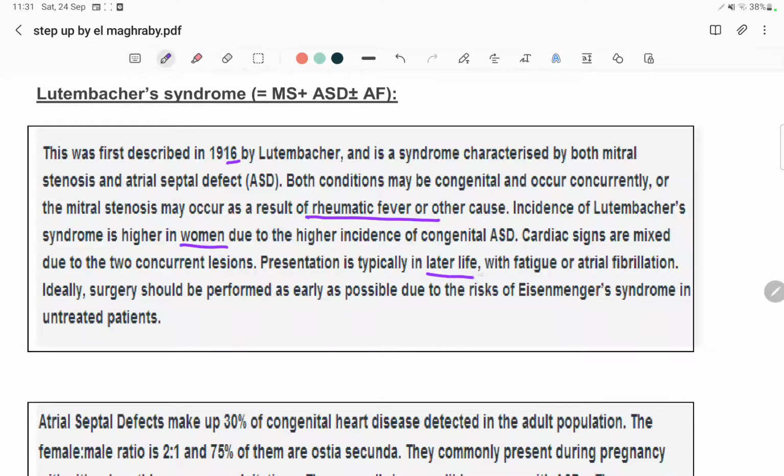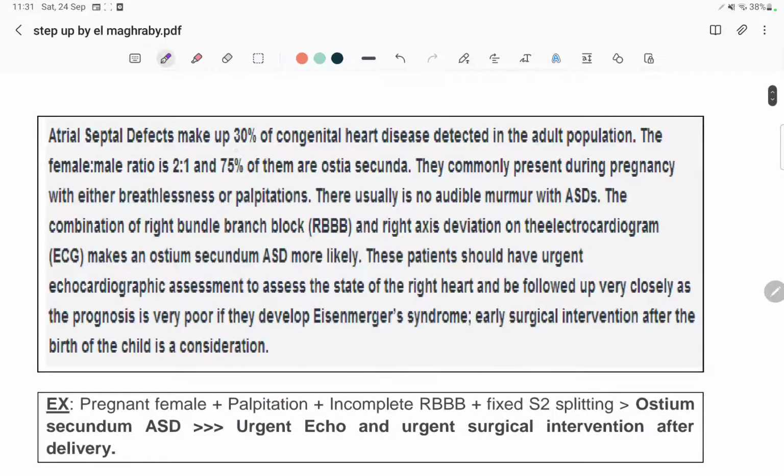Presentation is typically late in life with fatigue or atrial fibrillation. Ideally, surgery should be performed as early as possible to reduce the risk of Eisenmenger syndrome in untreated patients. ASD may account for up to 30% of congenital heart disease detected in the adult population. The female to male ratio is 2:1. 75% are ostium secundum. They commonly present during pregnancy with either breathlessness or palpitation.